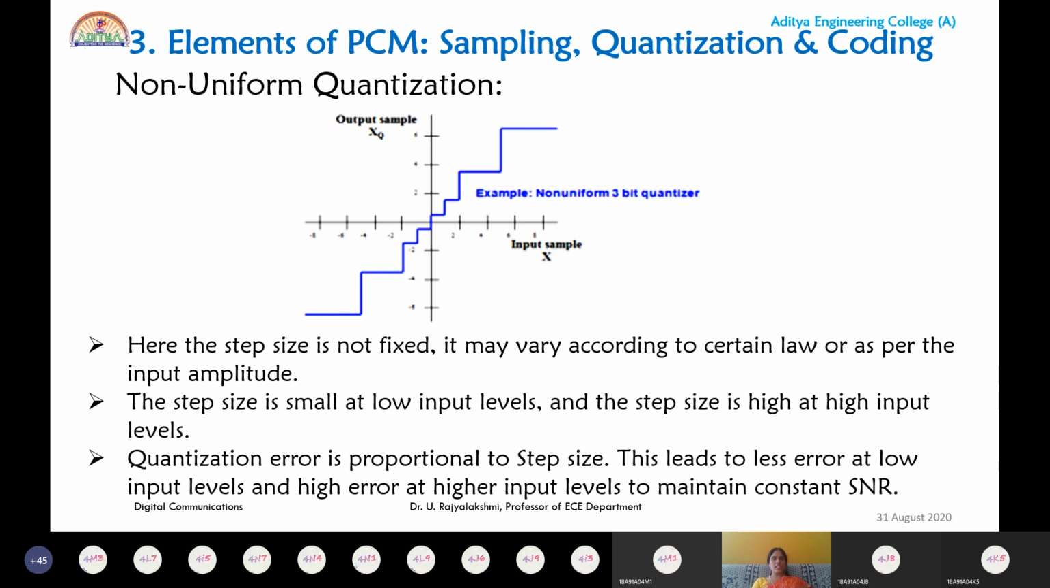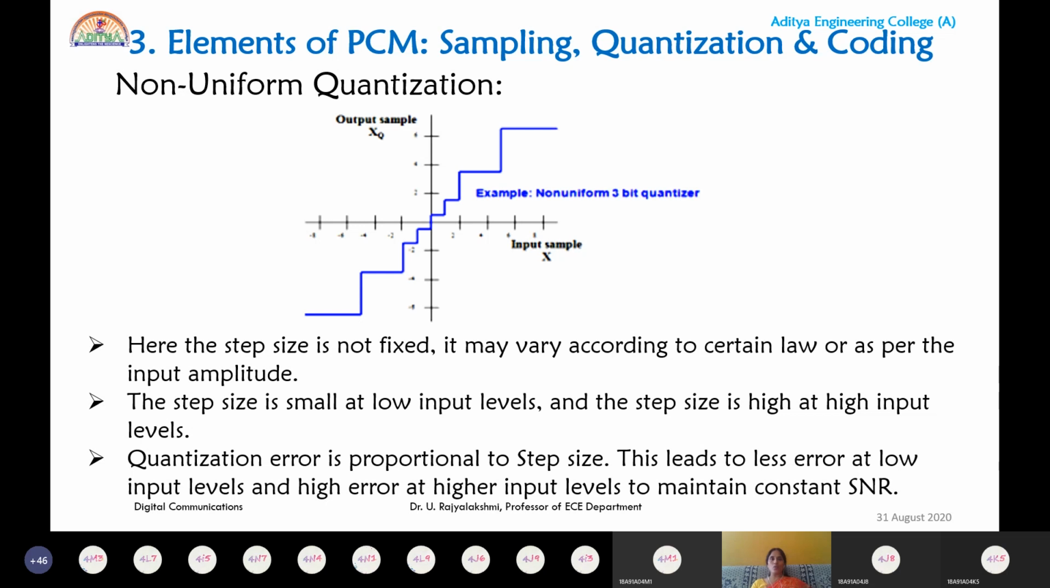This is especially to maintain uniform SNR. How can you provide uniform SNR? For low input signal, low output should be there, and similarly for high input signal, high output should be there, so that you can generate uniform SNR by this non-uniform quantization. This is done by providing non-uniform step size. That is the basic difference between uniform quantization and non-uniform quantization.